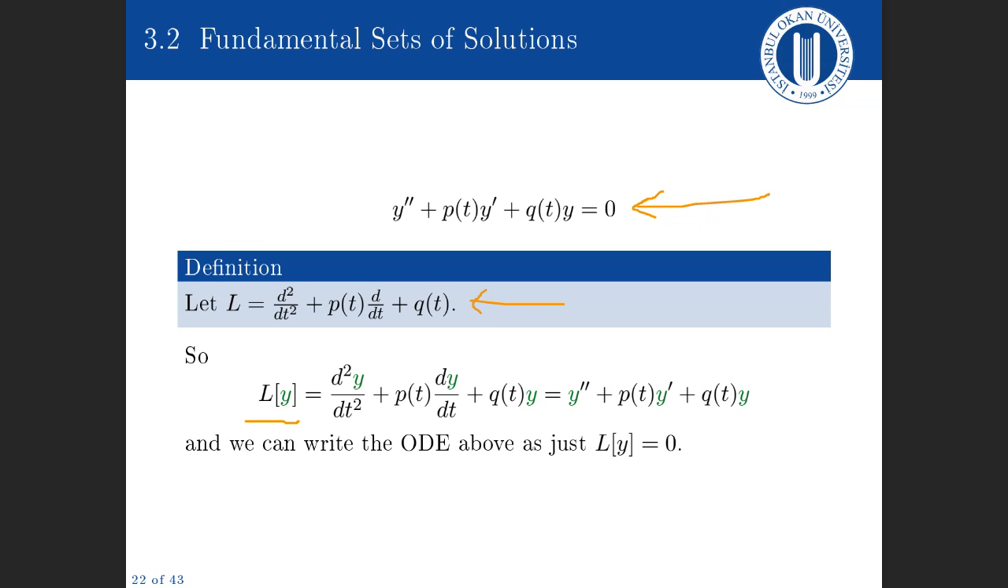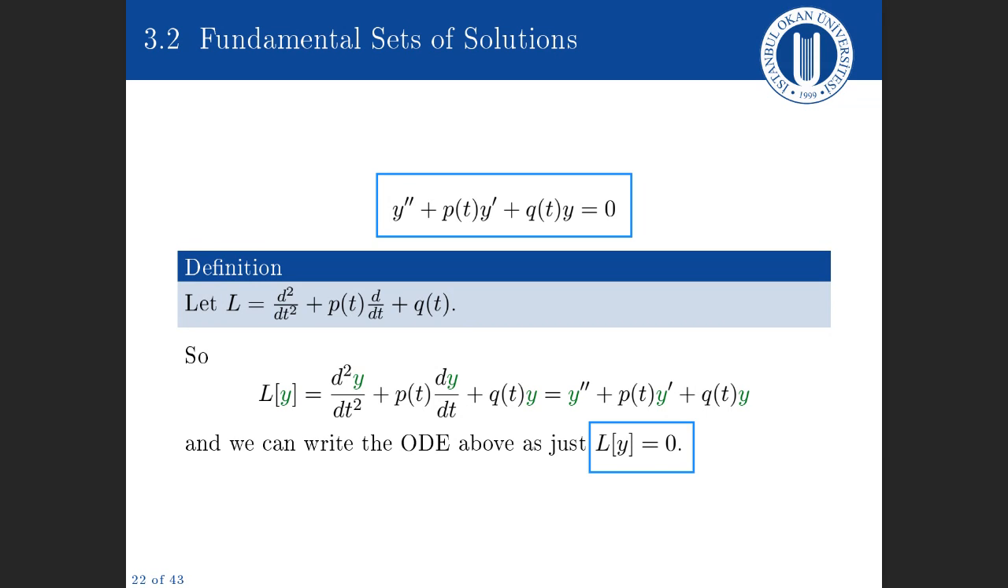Or to say that another way, instead of using the notation at the top, instead of writing y double prime plus p(t) y prime plus q(t) y is equal to 0, in this section, we're going to be writing just L of y is equal to 0. Anytime you see L of y equal to 0, it just means the differential equation, the blue box at the top.